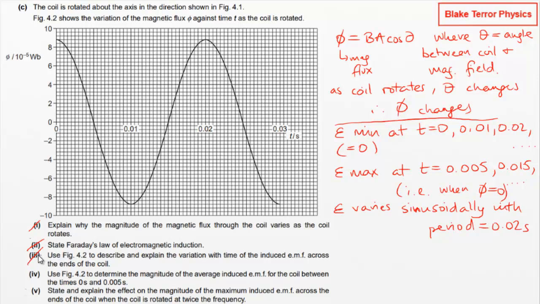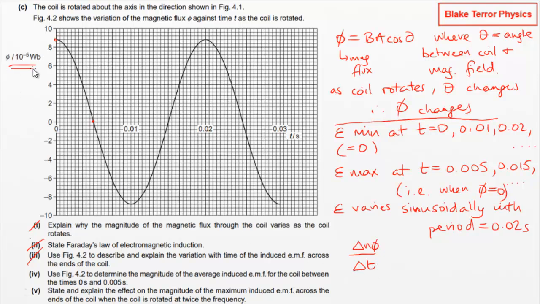Use this to determine the magnitude of the average induced EMF for the coil between the times 0 seconds to 0.005. So up to here where it's cutting the x-axis between these 2 points. So when they're talking about average, they're saying, well, we're allowed to use the deltas in Faraday's law. We don't have to do any clever calculus or anything like that. So we're going to say that is delta N phi divided by delta t.